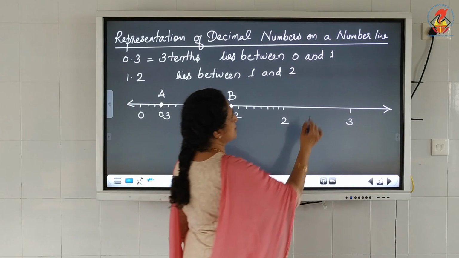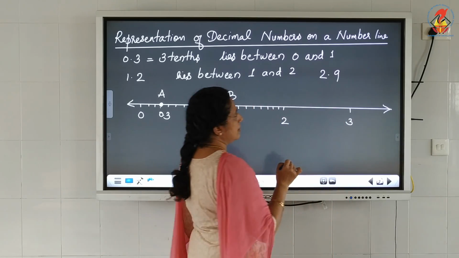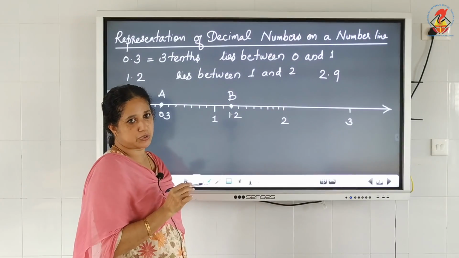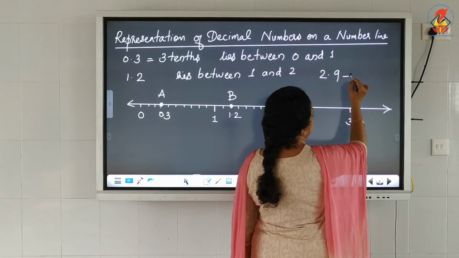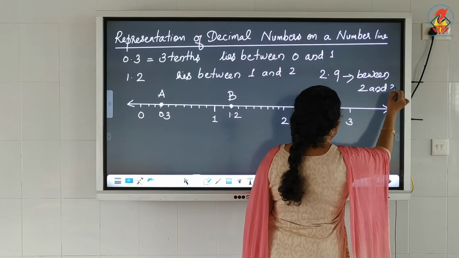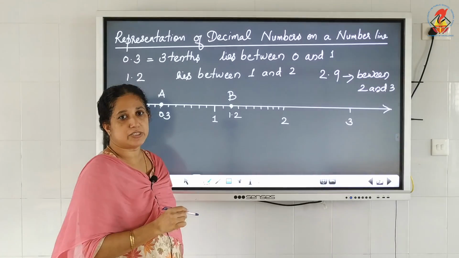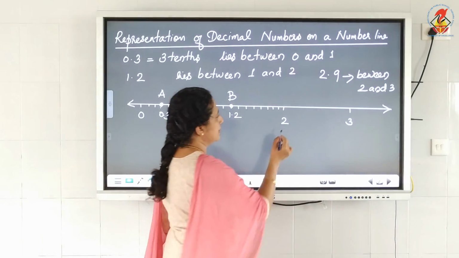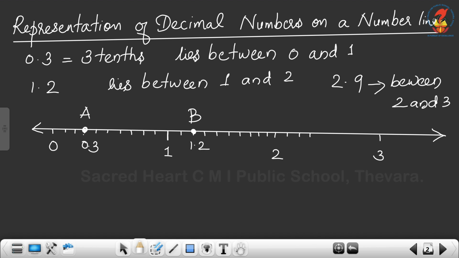Now we can consider another decimal number, 2.9. Now look at the whole number part. Whole number part is 2. So we can say 2.9 lies between 2 and 3. Therefore, the distance between 2 and 3 should be divided into 10 equal parts. Then 1, 2, 3, 4, 5, 6, 7, 8, 9, 10. So 2.9 means after 2 you have to select the 9th part. So this point will represent the decimal number 2.9. So we can say C.